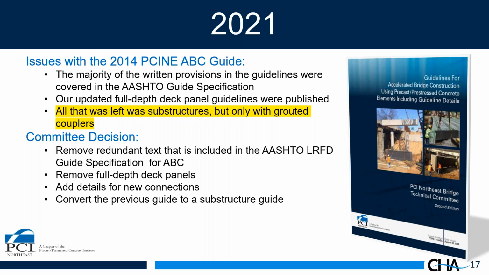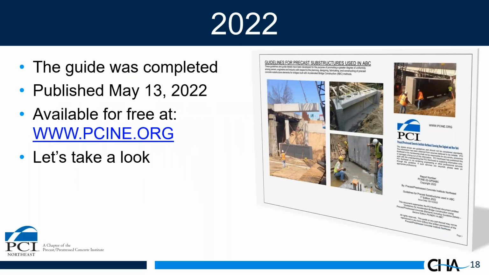So our decision was made by our committee to remove all the redundant text that was in the AASHTO LRFD guide spec, remove the full depth deck panels, but then add details for the new connections that are covered in the AASHTO guide spec, and then convert the previous guide to really just a substructure guide. So in 2022, this new document was born, entitled Guidelines for Precast Substructures Using ABC, published May 13th, just last year. It's available for free. Rita didn't mention all of the documents she talked about and are available for free at PCINE.org.